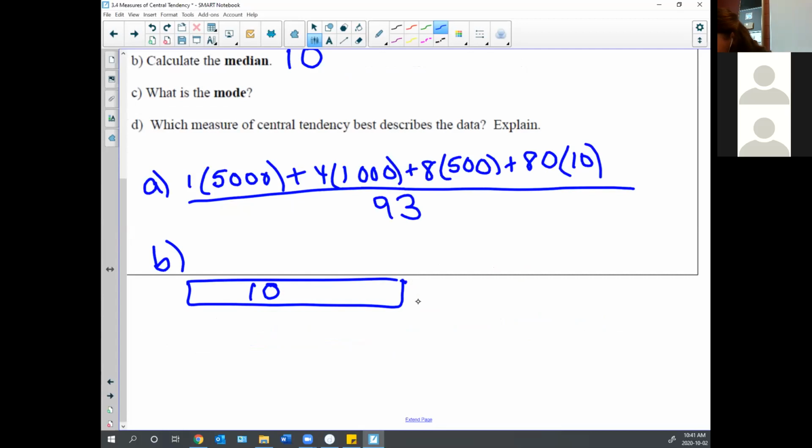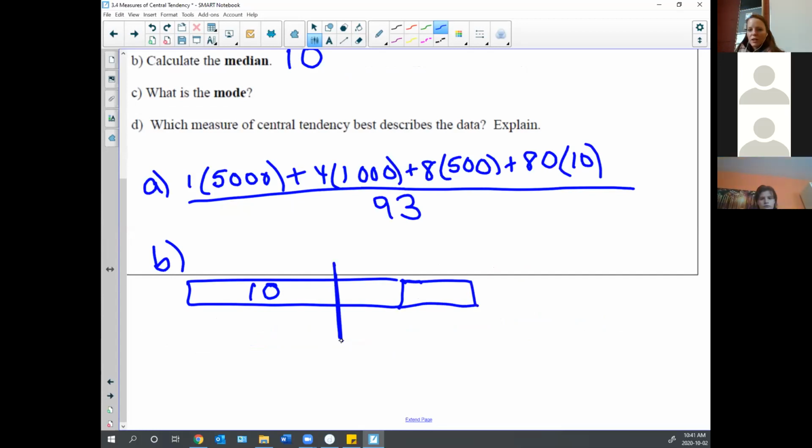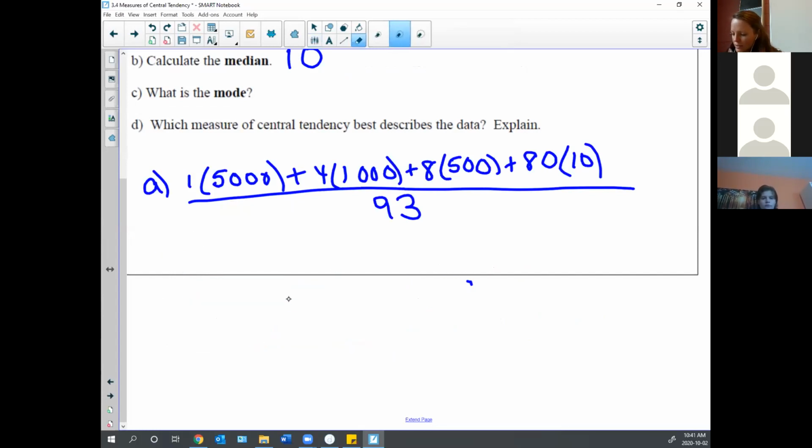And then I have only 13 of things higher than that. Clearly the middle is somewhere solidly in the 10s. Hello, Rachel. Hey, Rachel. So definitely don't waste like 80 minutes writing that out, okay?